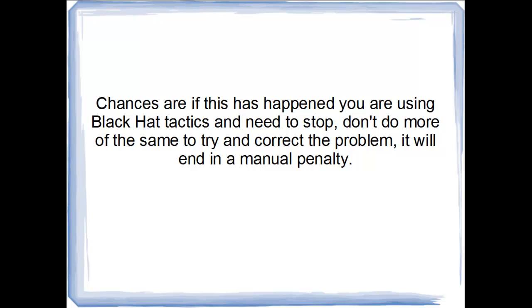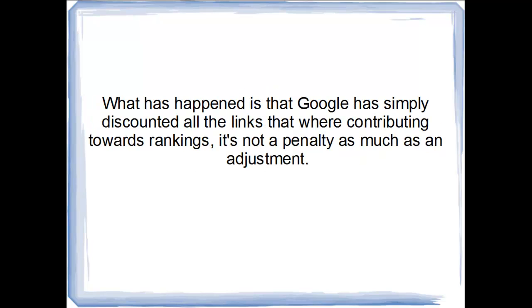They're no longer counted. So chances are if this has happened to a site, then you're using black hat tactics, and that needs to stop. You just don't want to do more of the same stuff to try and correct the problem. It will ultimately end up in a manual penalty, and that's really a much worse situation. You don't want to end up in a situation where you're getting a manual penalty, because that's so much harder to get out of than just rankings dropping. So all that's happened here is Google simply discounted the links that were contributing towards rankings. It's not so much a penalty as much as an adjustment to what's going on.